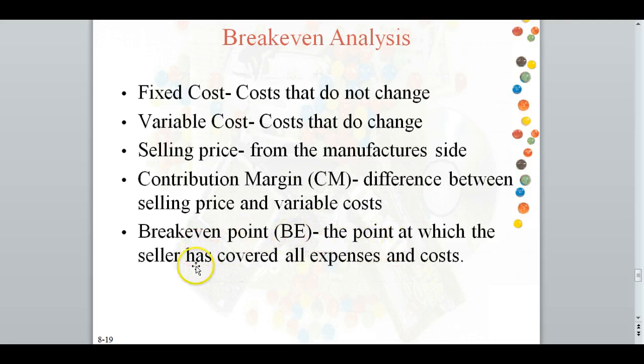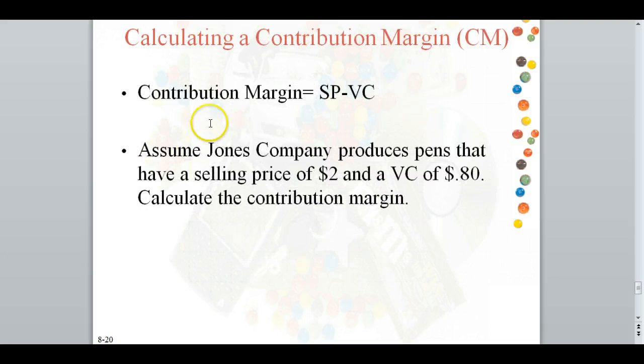Break-even point is the point at which the seller has covered all expenses and costs. So we know that we have expenses of $60,000 a month, and how many pens do we need to sell in order to get to that $60,000, just to cover the expenses? And hopefully we sell more to get above and make a profit. So let's calculate a contribution margin. Contribution margin equals our selling price minus our variable cost.